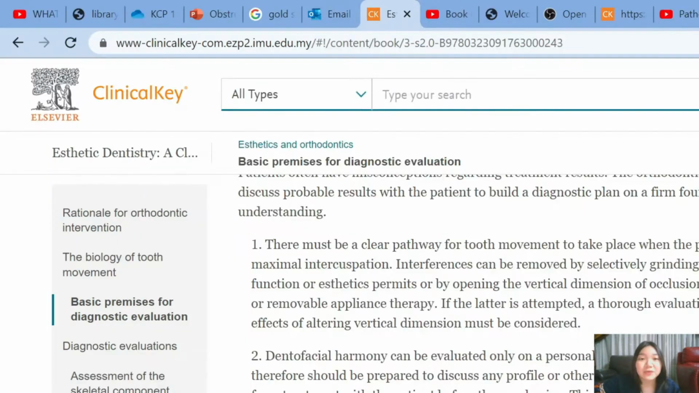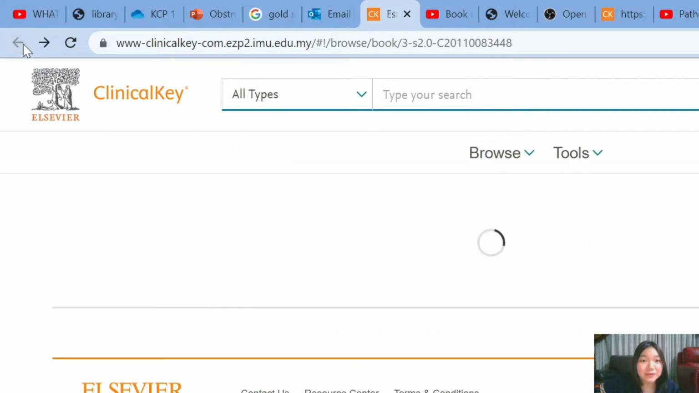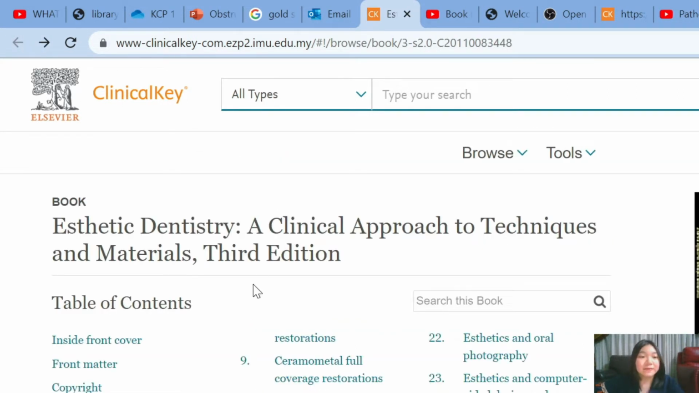So today I'm going to do a book review, and the book that I'm going to review today is Aesthetic Dentistry, A Clinical Approach to Techniques and Materials, 3rd edition. This book is talking about the principles of aesthetics, materials and techniques, and they also provide a lot of non-clinical guidance on practice management and the social obstacles related to patients seeking aesthetic dentistry.